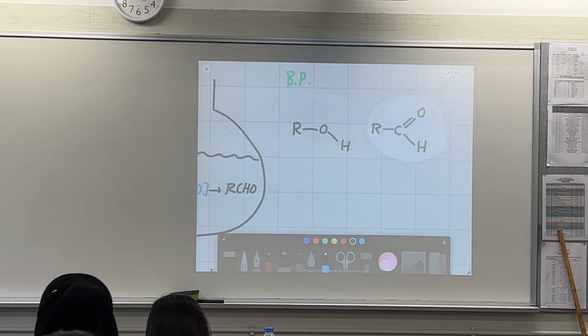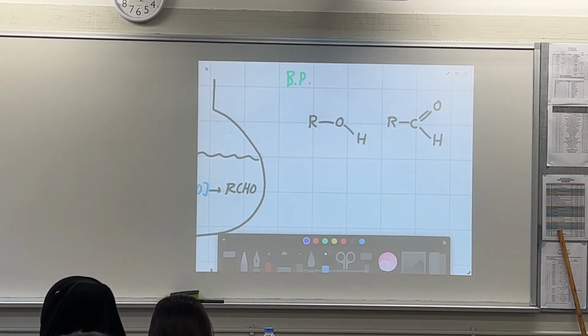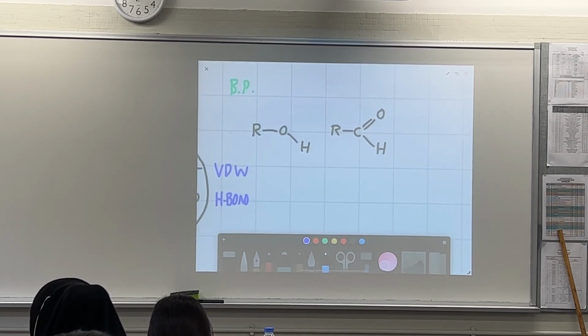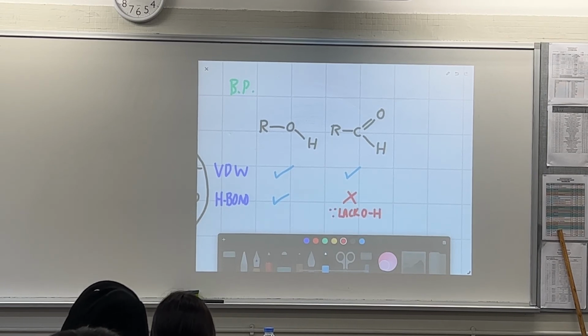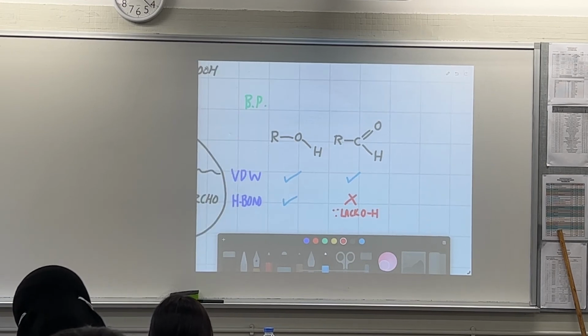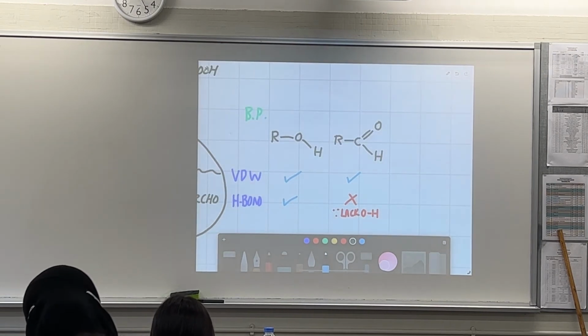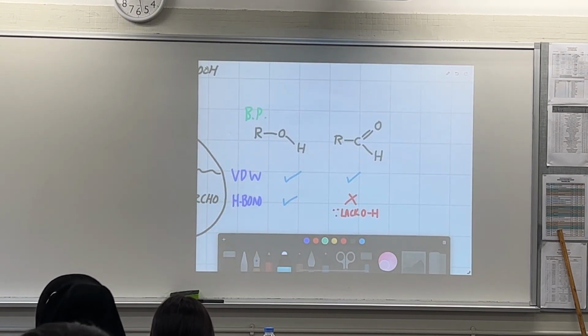So therefore, the two intermolecular forces that you learned are van der Waals and hydrogen bond. Let's put a tick and a cross in these boxes here. For alcohol, it's capable of both van der Waals and hydrogen bond. But aldehyde is capable of only van der Waals. There's no hydrogen bond because it lacks an O-H single bond. Do you see any O-H single bond in here? No. But we see O-H single bond in here. So therefore, the boiling point of alcohol is actually greater than that of aldehyde. Remember? Okay, so alcohol has higher boiling point than aldehyde.